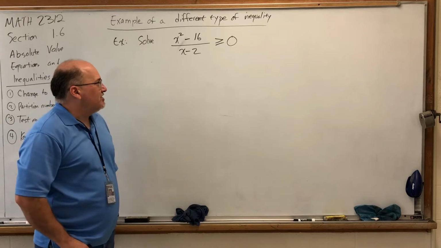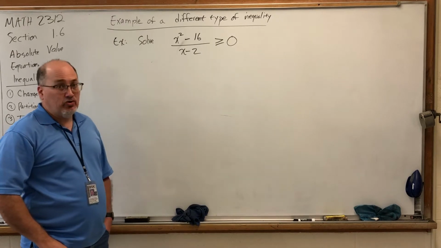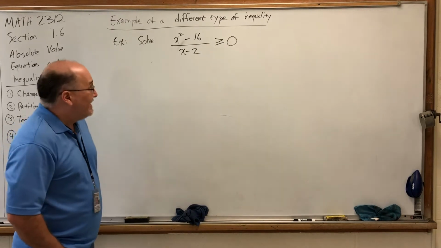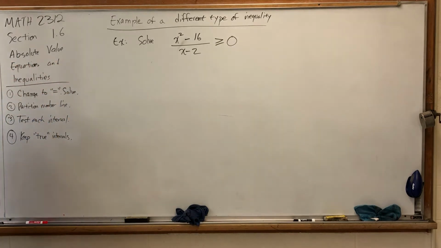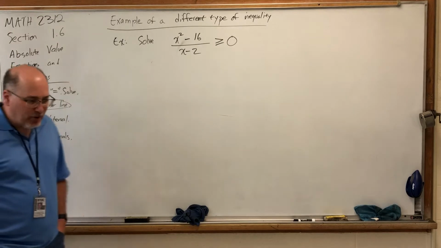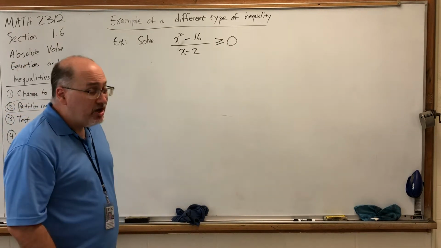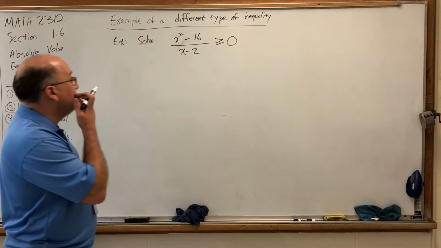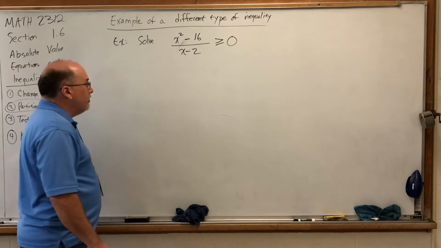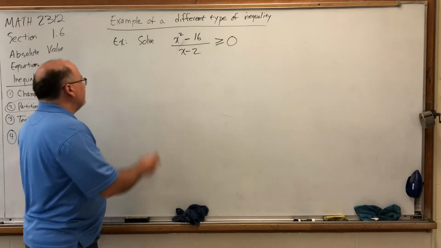X squared minus 16 over x minus 2 is greater than or equal to 0. And in this example, I'll also demonstrate why when I originally gave you the second step, it said partition the domain of the function instead of partition the number line. Other than that, it's going to flow just like before.